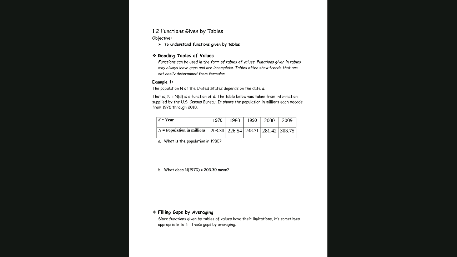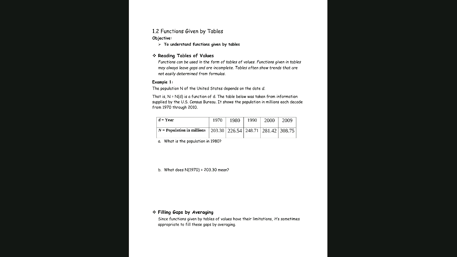Objective: to understand functions given by tables. Reading tables of values. Functions can be given in the form of tables of values. Functions given in tables may leave gaps and are incomplete. Tables often show trends that are not easily determined from formulas. So you can see that tables have their advantages and disadvantages.